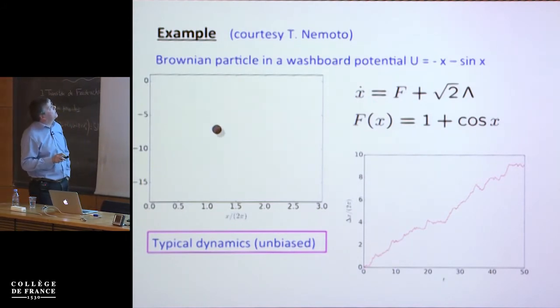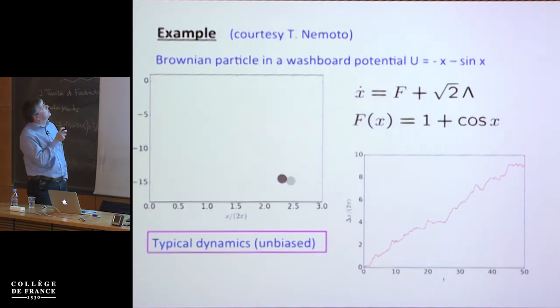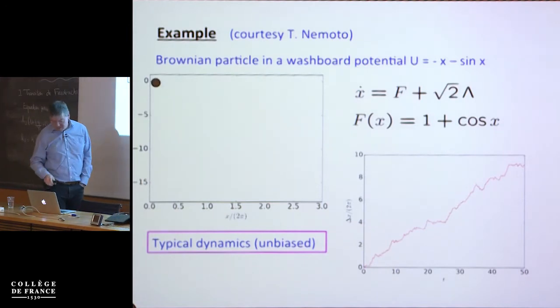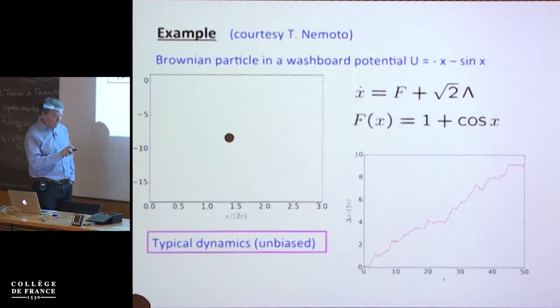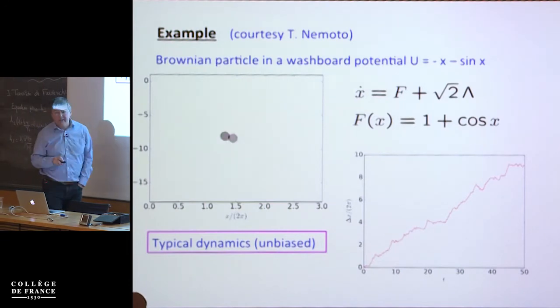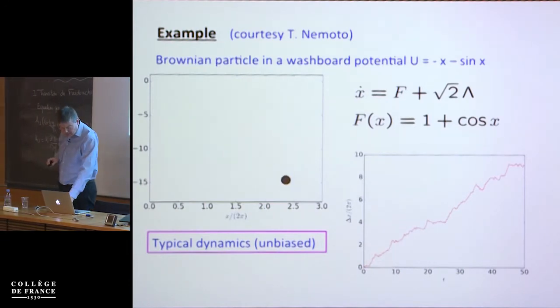So here's a Brownian particle in a washboard potential. There's the potential, or rather there's the force. Obviously, this dotted line, if you can see it, is the potential. So it's just got its Langevin motion. This is a typical trajectory, which is being repeated with periodic boundary conditions, in which the displacement of the particle, unsurprisingly, drifts systematically to the right.